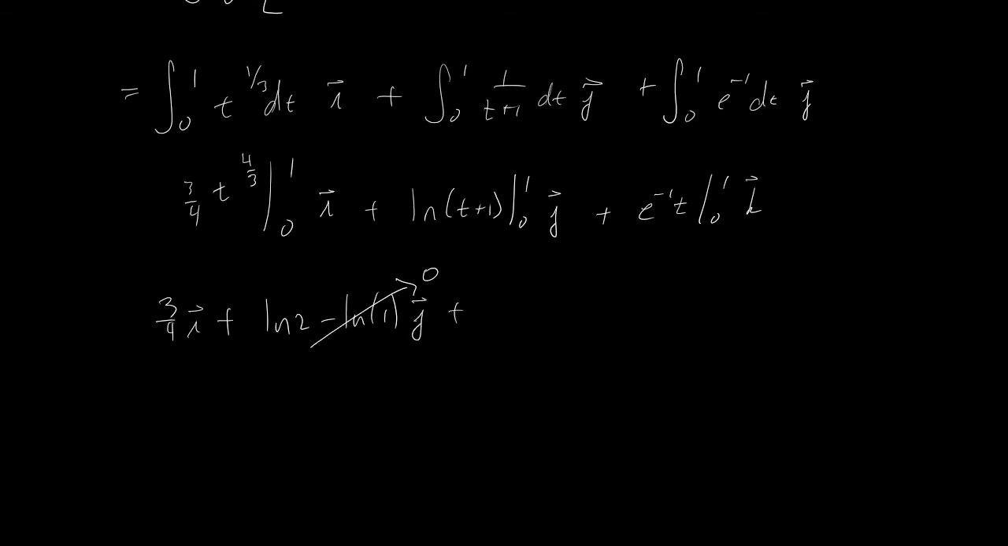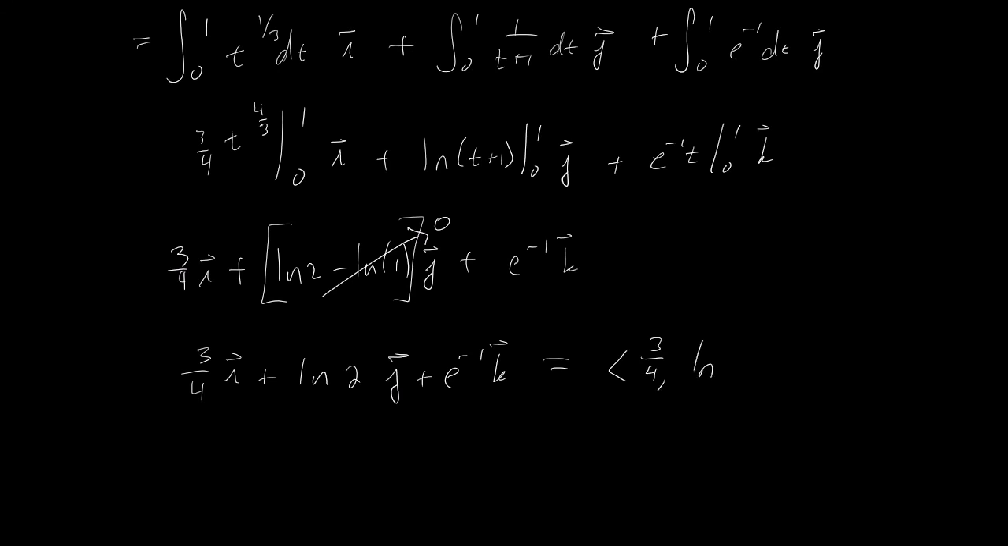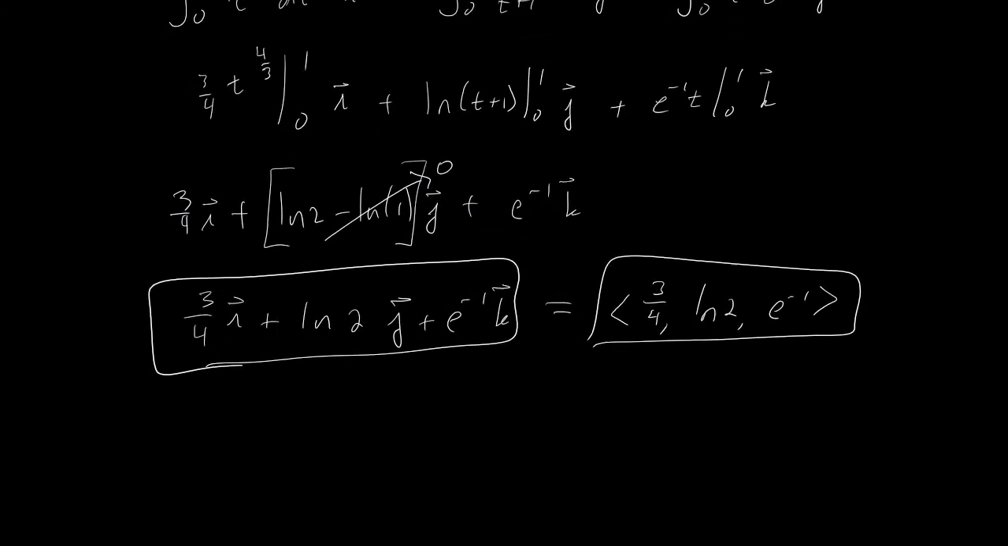Don't forget your components here, j direction. Plus, and then we have e to the negative 1 times t, evaluated at 1 and 0. That's just going to be e to the negative 1 in the k direction. So this result is 3/4 in the i direction plus ln of 2 in the j direction. Should have put brackets around that. Plus e to the negative 1 in the k direction, or in component form, 3/4, ln 2, e to the negative 1. Okay, so put a box around those answers.